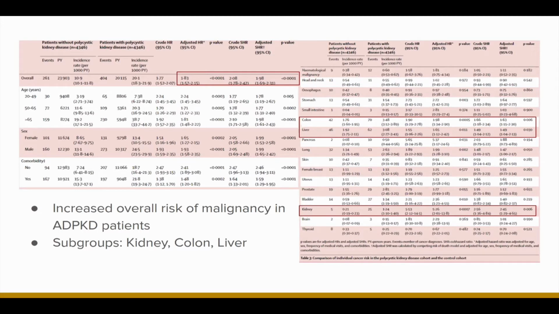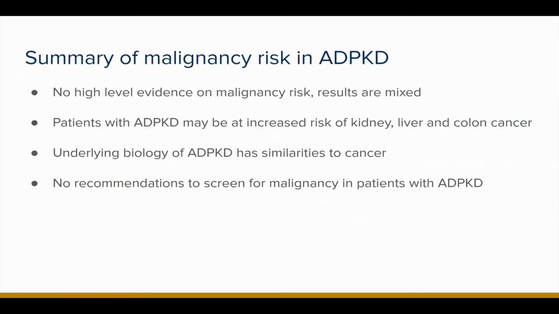However, overall, there are limitations of the study, namely the fact that they've excluded patients with CKD and end-stage renal disease, which are obviously going to be at different prevalences among those with polycystic kidney disease. This does limit some of the information, but this appears to be the most recent data on this topic. So in summary, we really don't have high-level evidence to assess the malignancy risk, and some of the results appear to be mixed.